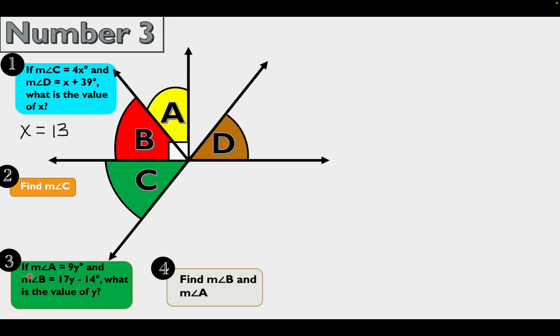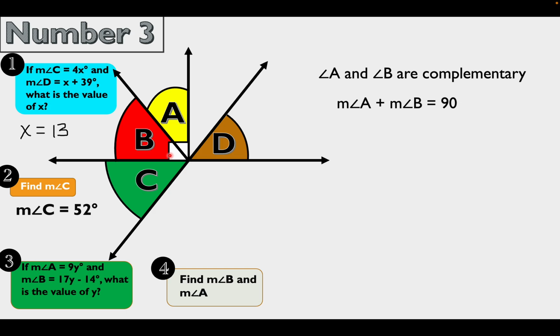Number 3: if the measure of angle A equals 9y and the measure of angle B equals 17y minus 14, what is the value of y? How do angle B and angle A relate? Well, they both make up this 90-degree angle. So A and B are complementary, meaning if I add angle A plus angle B, it equals 90 degrees.